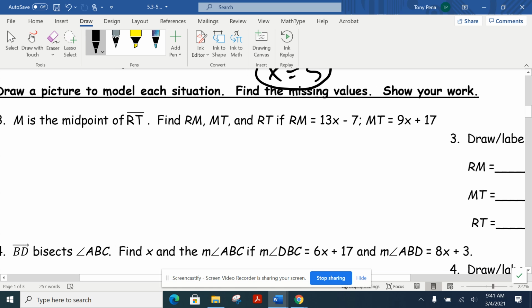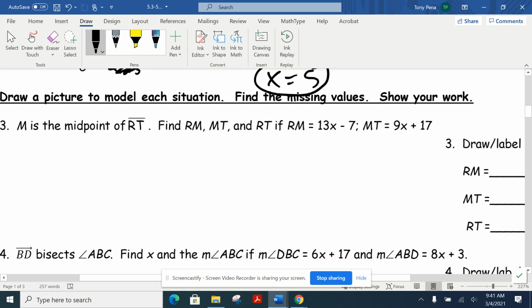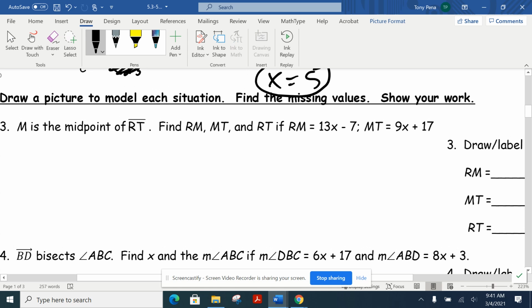All right, similar things here. I made you draw your own pictures. So it says draw a picture to model each situation. The first one is M is the midpoint of RT. So we want to draw the segment RT first. We talked about how this thing doesn't have any arrows at the top. So R to T is a segment. And I am telling you that M is in fact the middle point. So it's going to cut that segment in half.